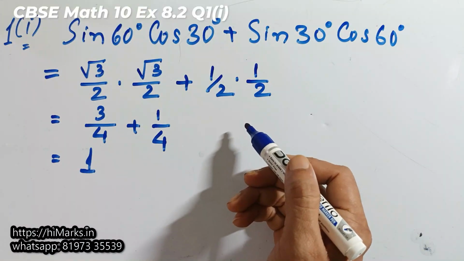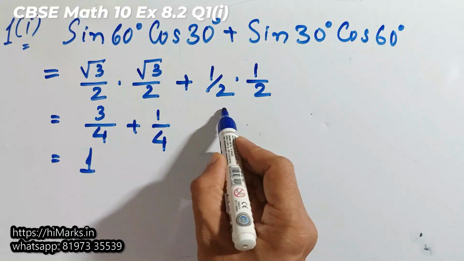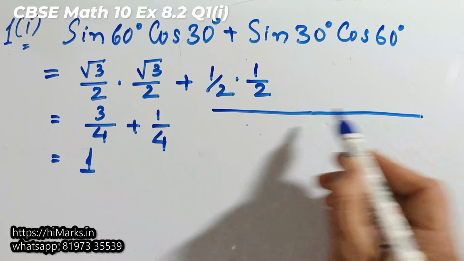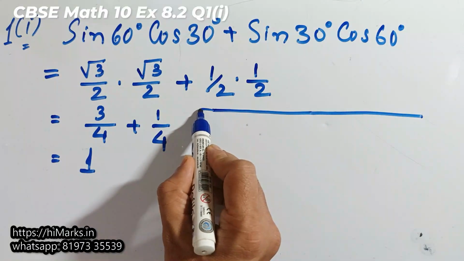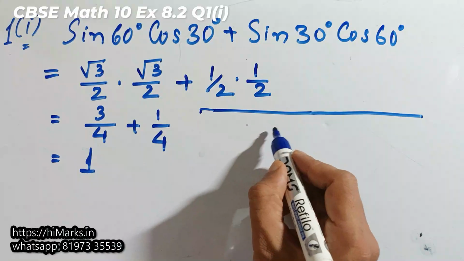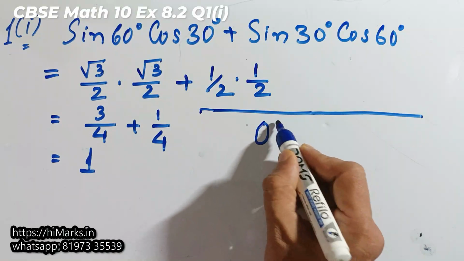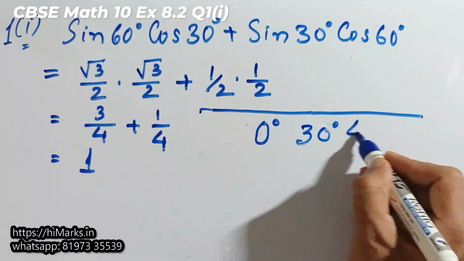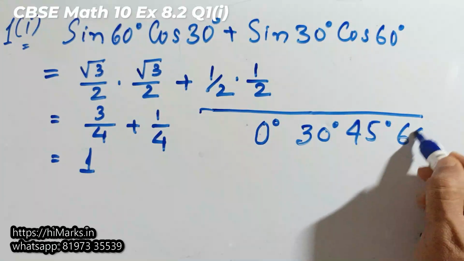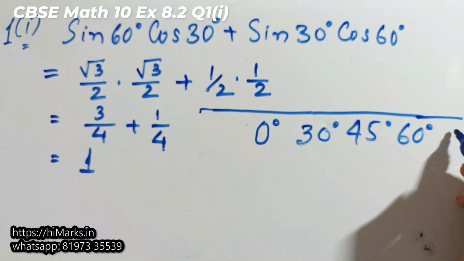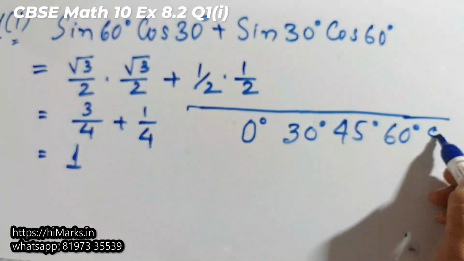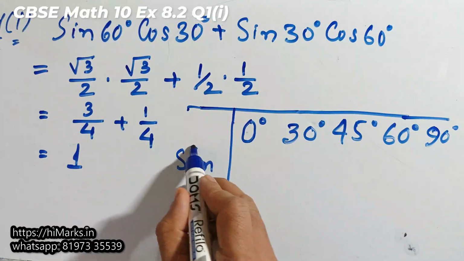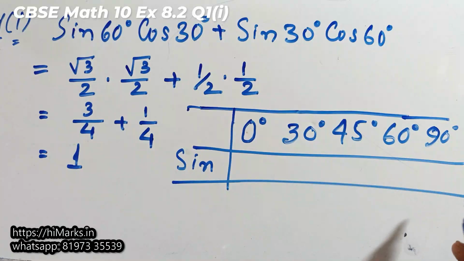0 degree, 30 degree, 45, 60, 90 degree values, but see, creating your own table takes time. So instead of that, better we should not do it fully by technique. What you can do is remember only one set of values in case you forget everything.